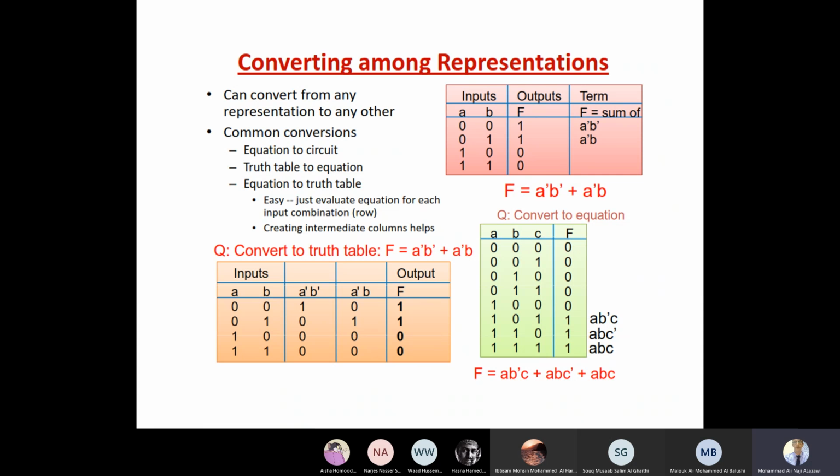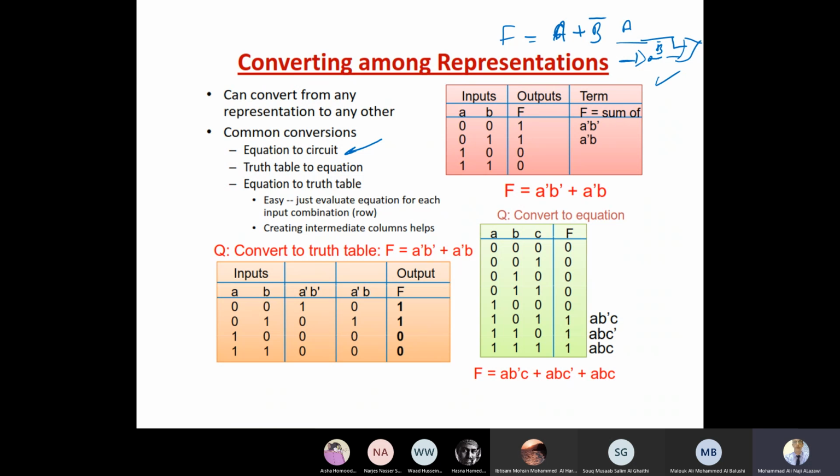Common conversion, equation to circuit. Now you can convert an equation to a circuit. If I have this equation, A plus B prime, you remember you tried this. You used A and B prime, and you enter them into an OR gate. Then this is the conversion from equation to a circuit.